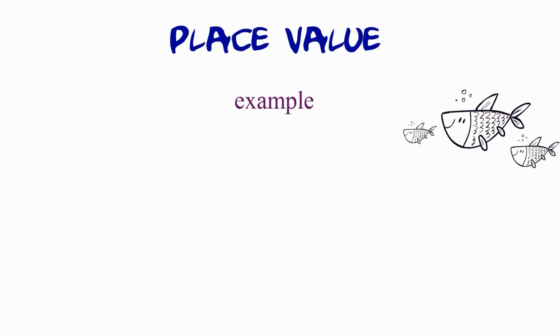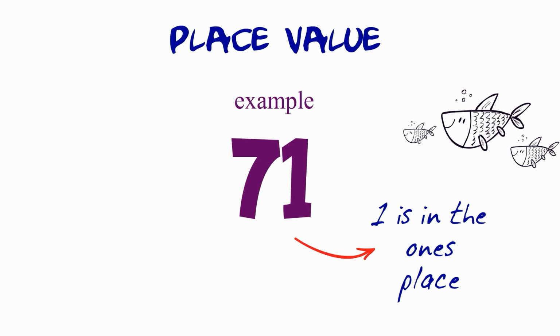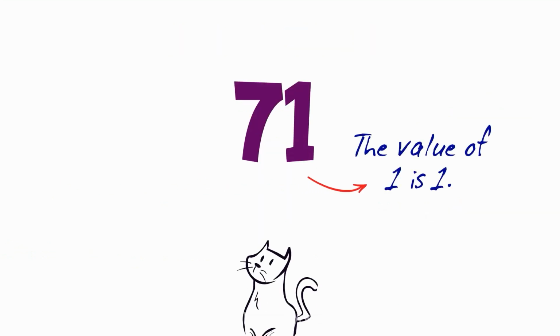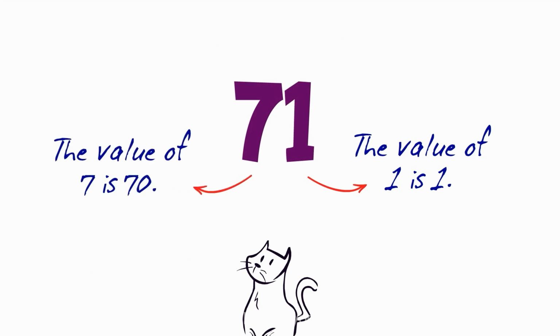For example, 71. 1 is in the ones place, while 7 is in the tens place. The value of 1 is 1. The value of 7 is 70.